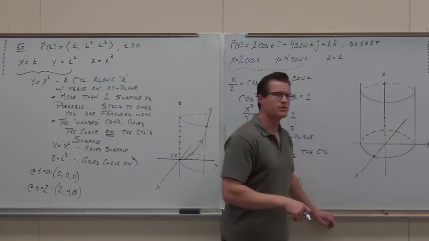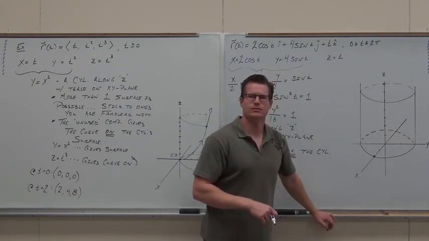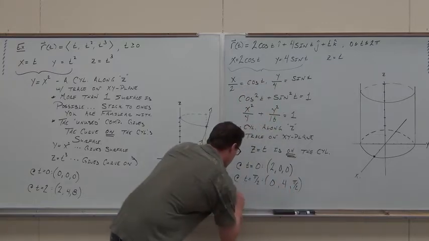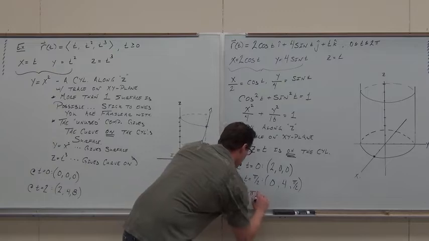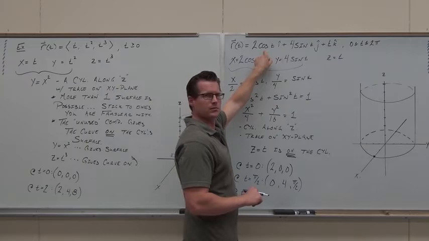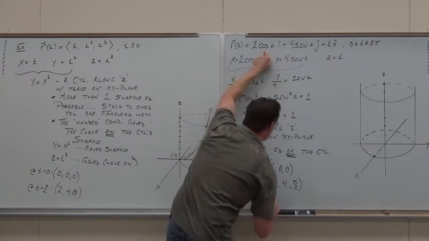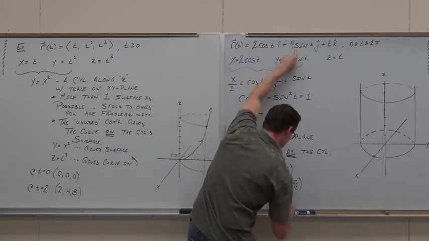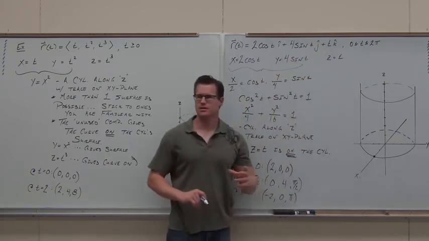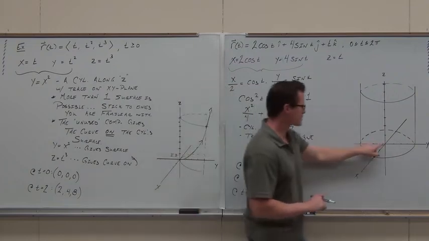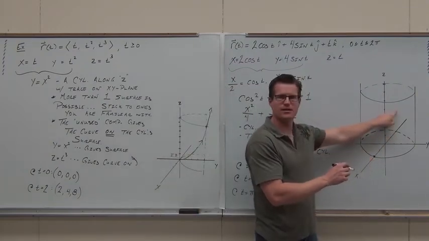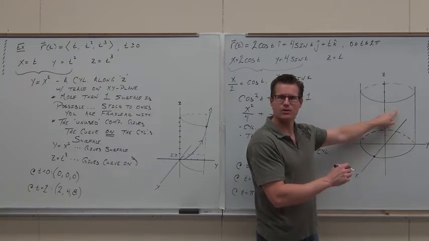What's the next value that you might want to plug in? Pi would work. What pi is going to do: cosine of pi, what is that one? Good, -2. Sine of pi is 0. And z is pi. Are these values making sense to you? Let's see if that's on the cylinder. Here's -2. Y, I'm not moving. Z, I'm on the back side of that cylinder. You guys see what's happening?